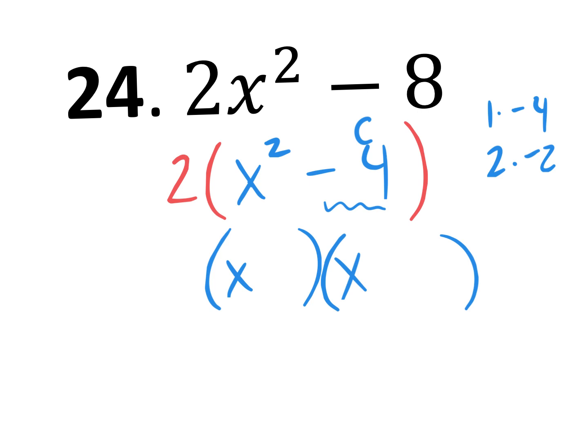Now, when you combine them, when you say 1 plus negative 4, that's a negative 3. There's obviously no middle term that has a negative 3x. But when you combine 2 and negative 2, that ends up being 0. That eliminates. So that's what we want.